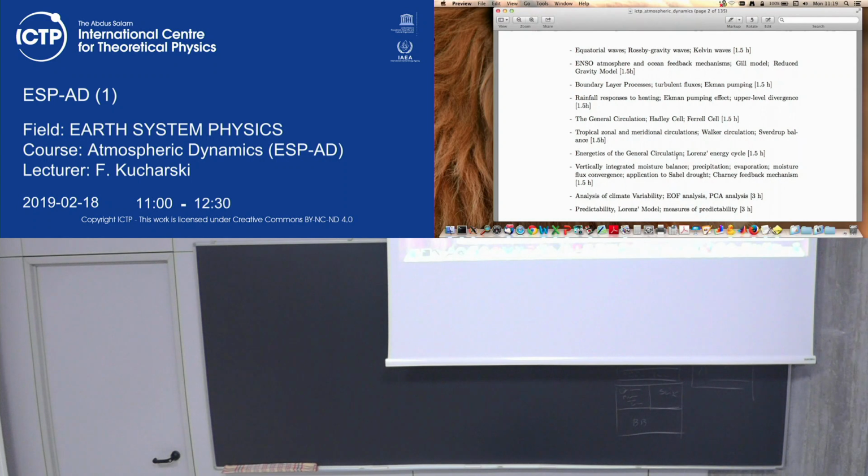Then we have a look at an interesting equation, which is the moisture budget, actually. It's also important to understand teleconnection mechanisms and so on. So the vertically integrated moisture balance will be an interesting equation to look at. And this has implications then to understand the connection between rainfall, evaporation, and the moisture convergence in the region.